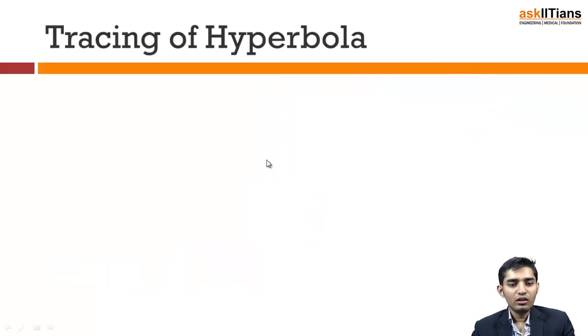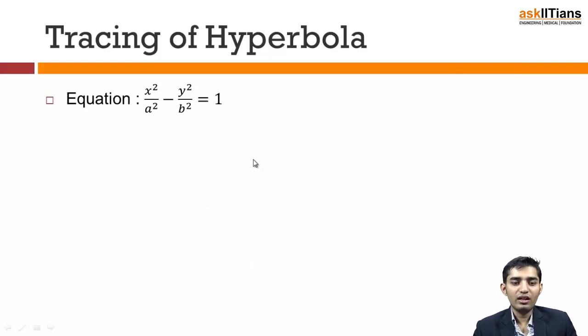Now let us see how to plot the graph of this. Since we have got this equation, x square by A square minus y square by B square equal to 1, if I look at this equation very carefully, I can observe one thing very clearly: if I replace x by minus x, I will get the same equation, and if I replace y by minus y, again I will get the same equation. So from this too I can say that the graph of this curve will be symmetric about x-axis and also symmetric about y-axis.